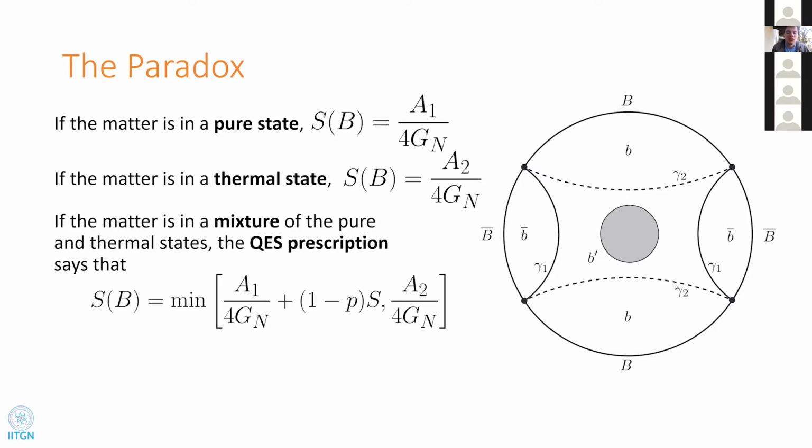All fine so far, but now we're going to add in our third state, which is just going to be a mixture of these two bulk states. The bulk entropy of the mixture of these two bulk states, up to some small correction, is just given by the probability of it being in the thermal state times S, so 1 minus P times S.